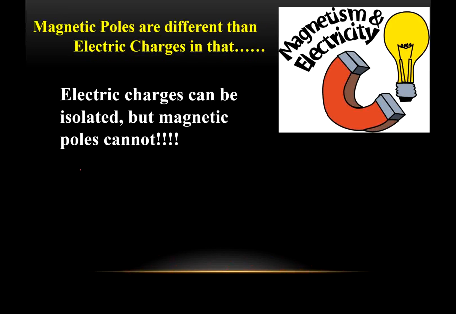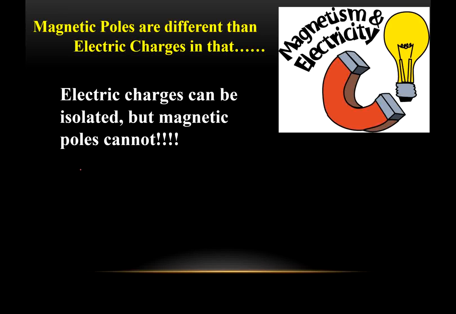So, a couple other things. We're almost done with this. They are different from electric charges in a couple ways as well. Electric charges can be isolated. You can pull an electron away from an atom and just have a pure negative charge. There's no positive side to that, it's just a negative charge.